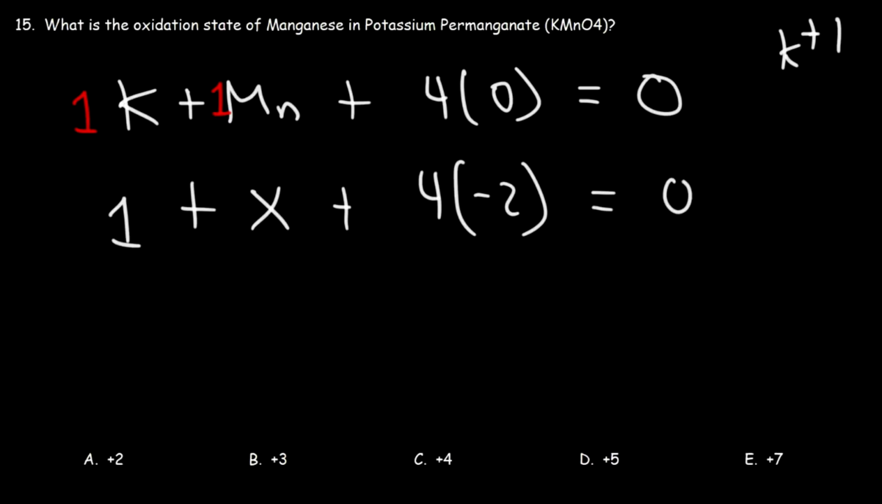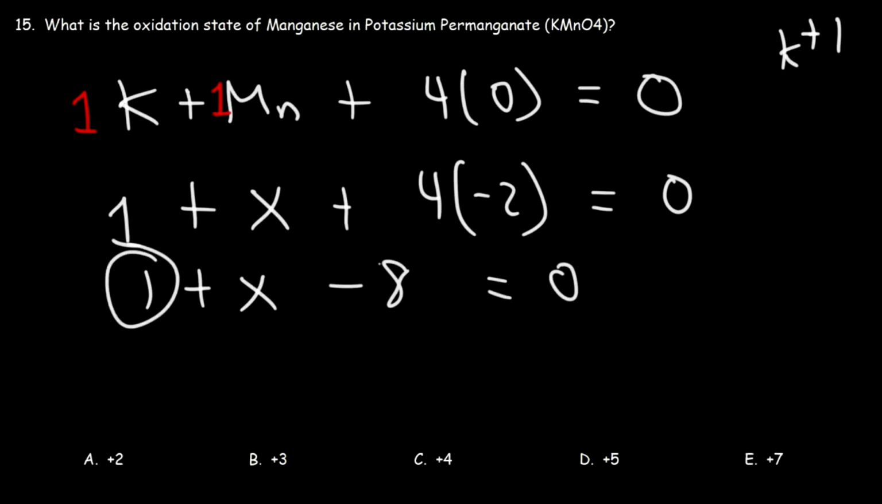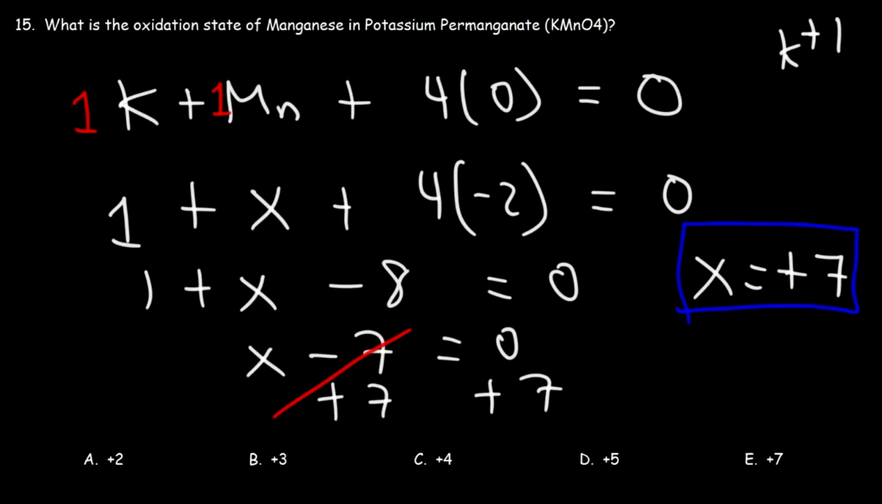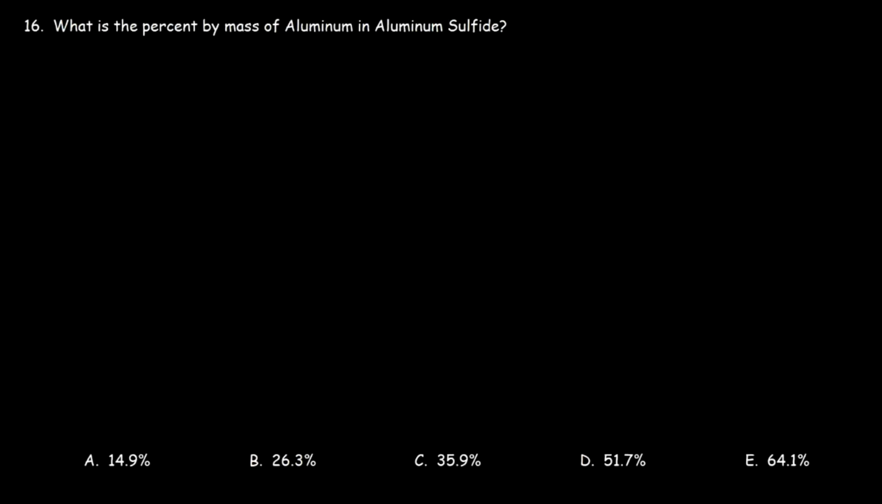Now let's finish the problem. So 4 times -2 is -8. And we can combine these numbers. 1 plus -8 is -7. Our next step is to add 7 to both sides. So we can see that X is equal to +7. So this is the oxidation state of manganese in the compound potassium permanganate, which means that answer choice E is the right answer. Number 16.